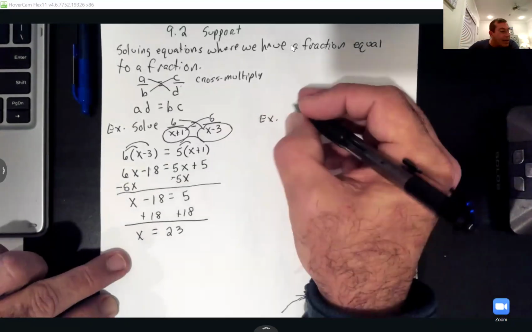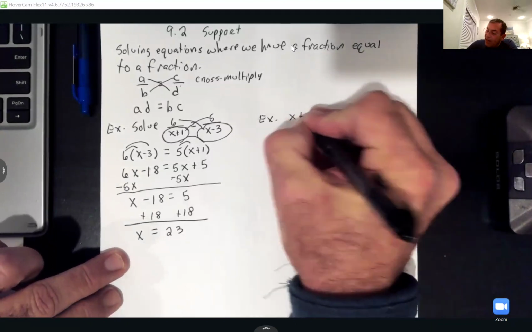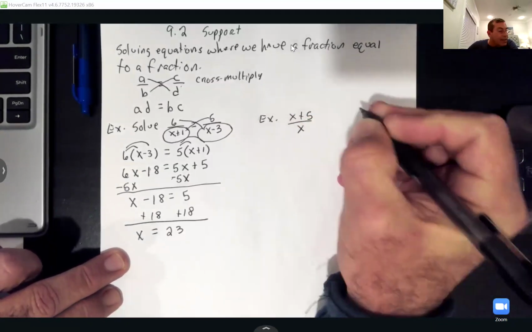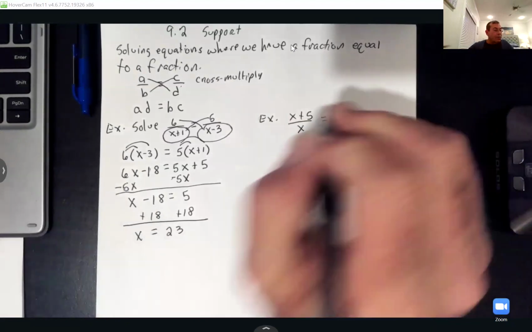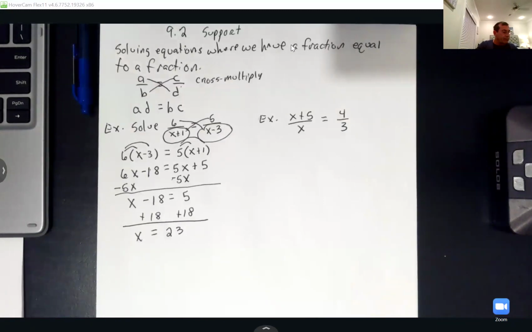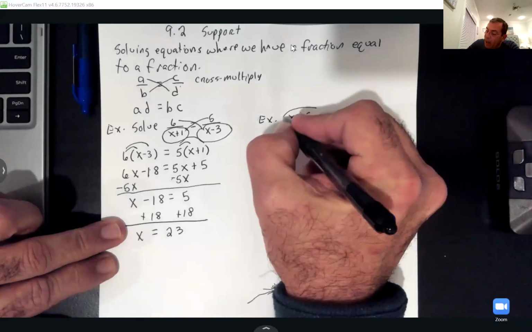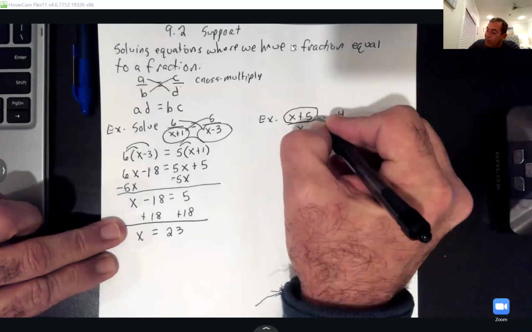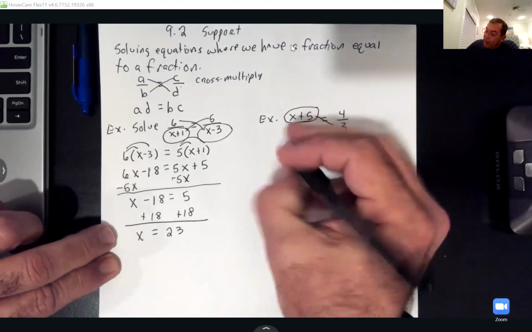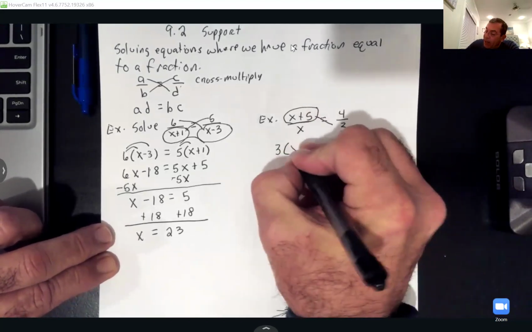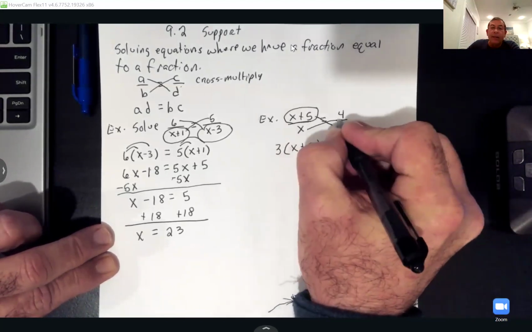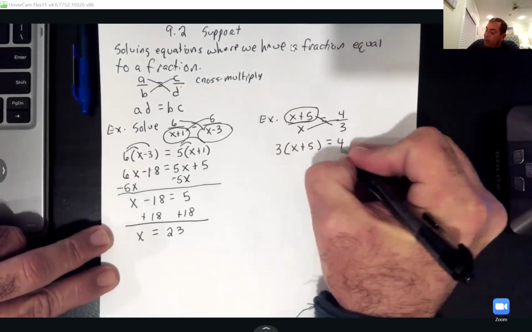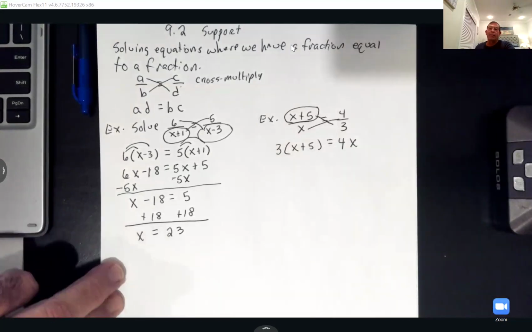Next one like that has x plus 5 over x is going to equal 4/3. All righty, y'all. So cross multiply again. Remember this top, both the x plus 5, got to multiply by the 3. So that'll give me 3 times the x plus 5. And then this x times the 4 will basically give us a 4x.